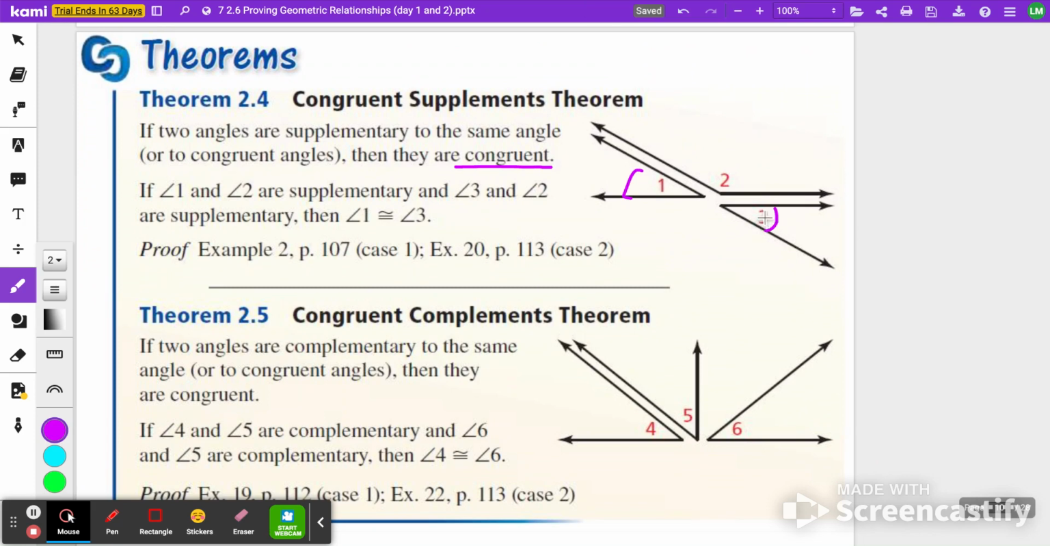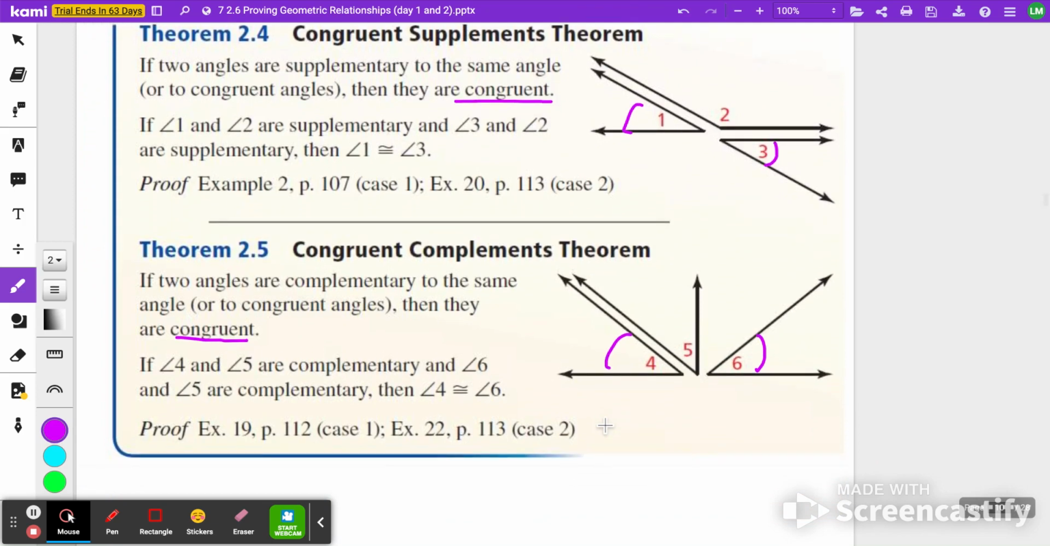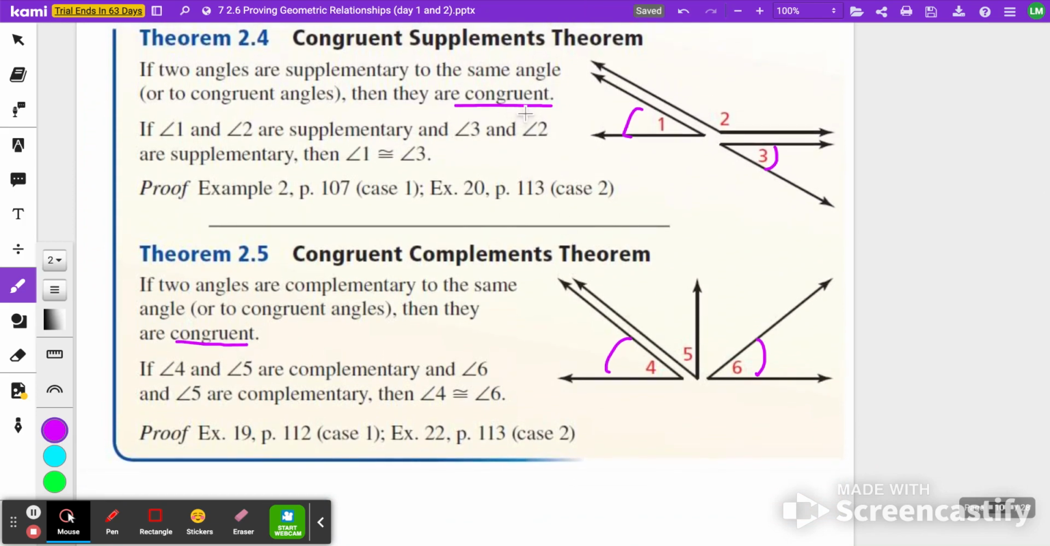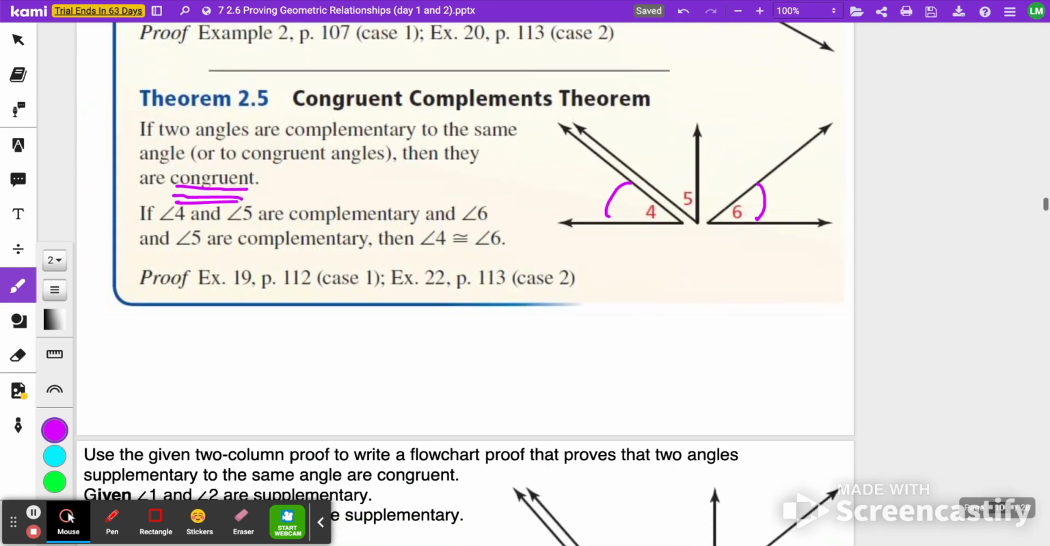And then the same thing is true for the complements theorem. If two angles are complementary to the same angle or to congruent angles, then they are congruent. So if we have angle 4 and angle 5 are complementary, and 6 and 5 are complementary, that means angle 6 and angle 4 are congruent. Okay? Just make sure you have those two lines filled in with the word congruent for both of those, and we will try one more example.